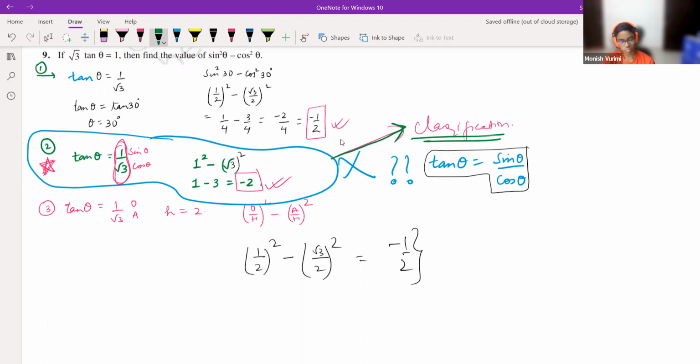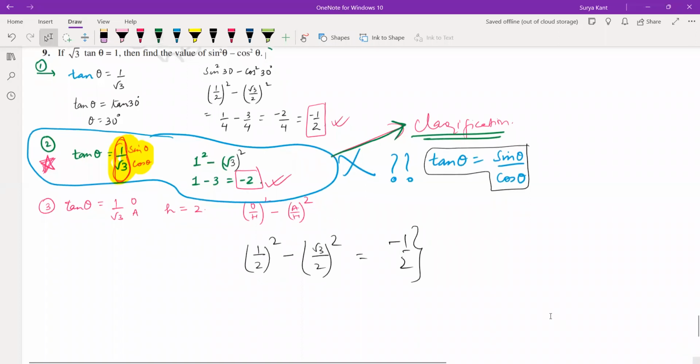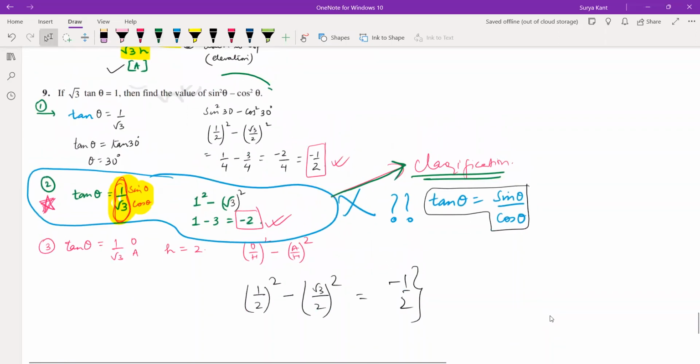As per my knowledge right now, what I can say is this is just the ratio. The ratio can be anything. This is not the value. Here we are talking about the value. Here, see, this is the value, right? The value is what they are asking. This is just the ratio, not the exact value of it. That's why we can't consider sin theta, cos theta over here.